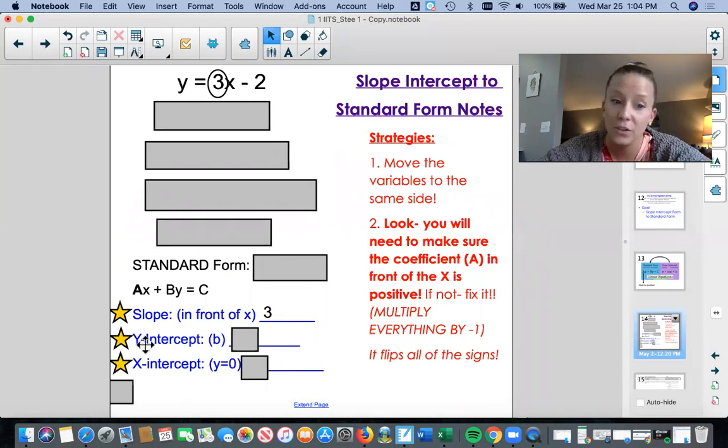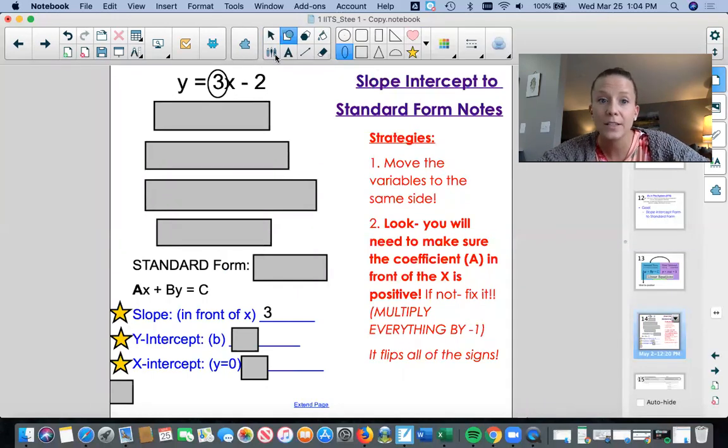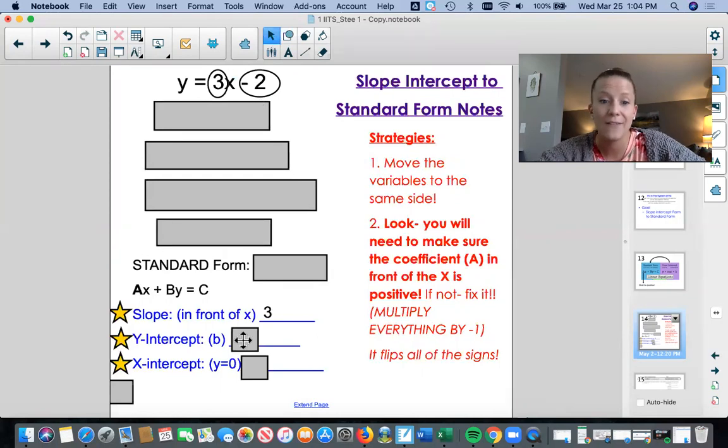Now, it's also very easy to see what the y-intercept is. The y-intercept is always that number that is floating on the outside. Sometimes it's positive, sometimes it's negative, okay? So right there I have a -2 as my y-intercept. I could also very easily find the x-intercept, where y is 0, in this form. So I recommend that we do that.